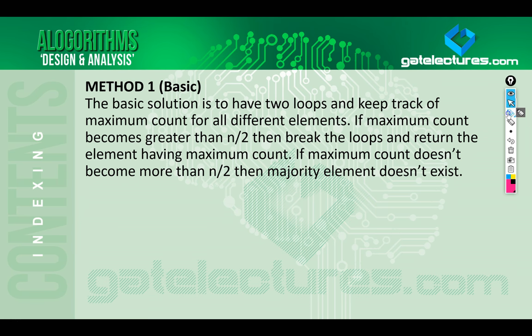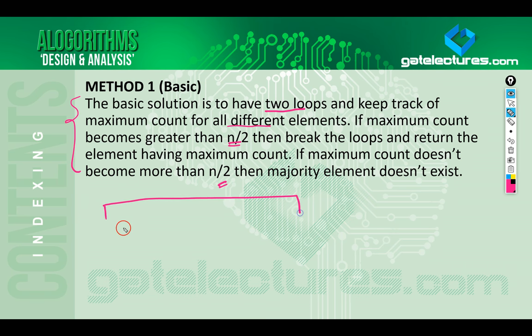So, the very first method says that we have two loops which keep track of the maximum count of all different elements. If the maximum count becomes greater than n by 2, then break the loop and return the element having the maximum count. If the maximum count does not exceed n by 2, the majority element does not exist at all. Now, how does this first method apply?